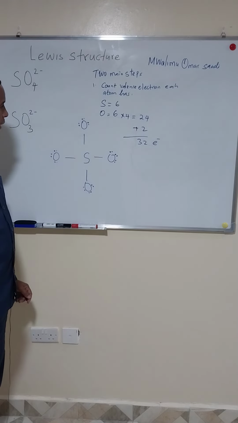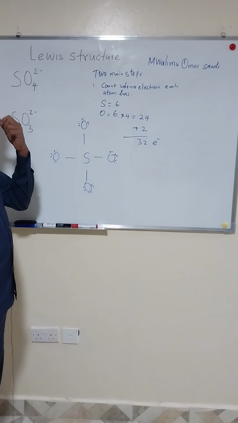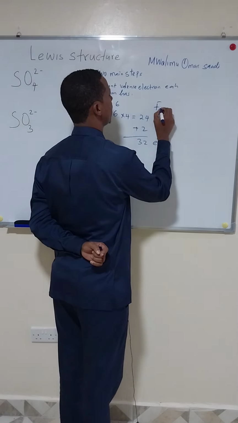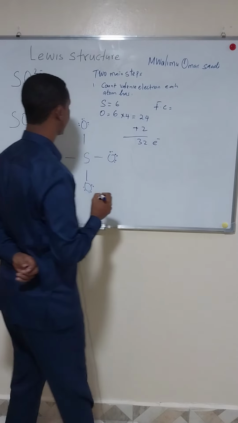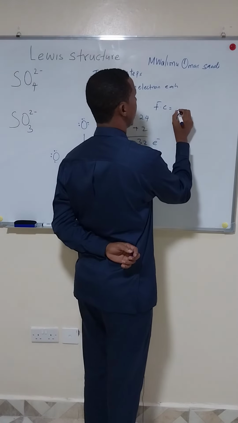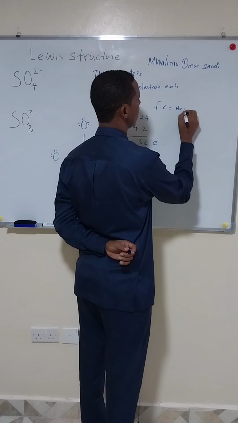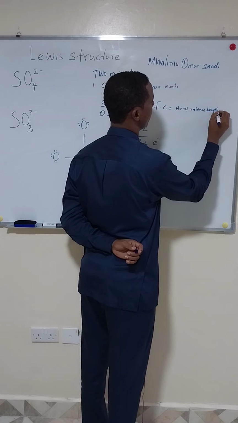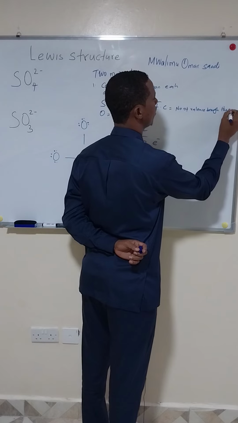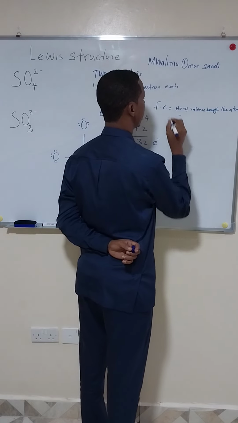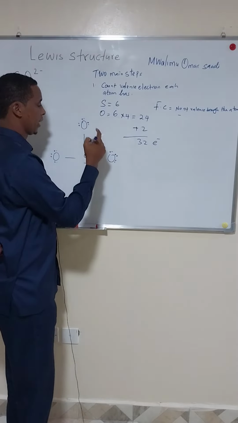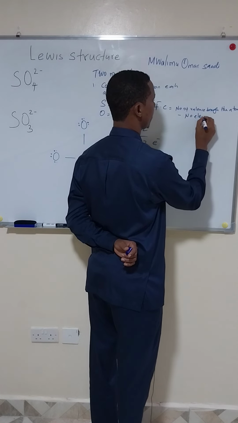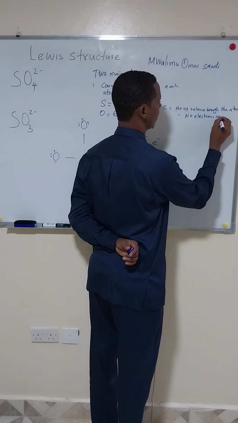So you then minimize the formal charge of each atom. To find the formal charge, FC is equal to the number of valence electrons brought by the atom minus the number of electrons surrounded by that particular atom.